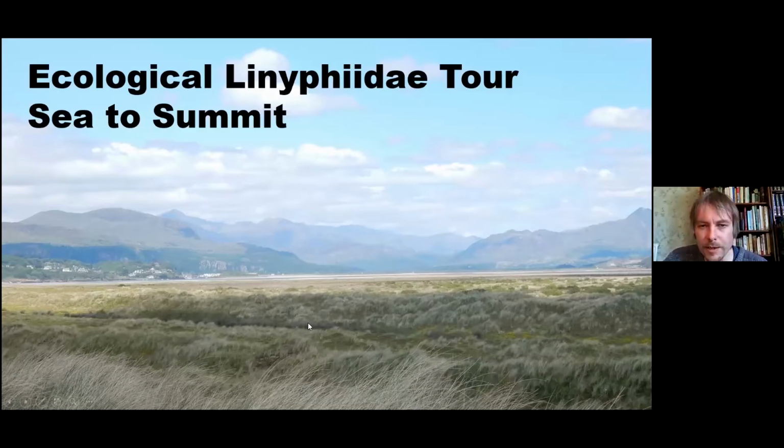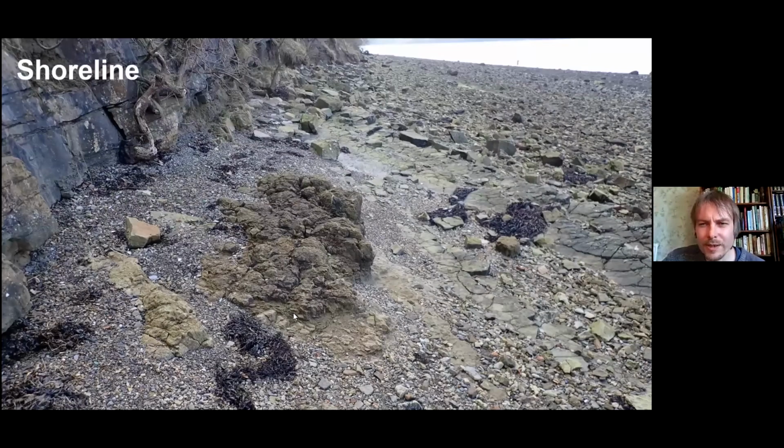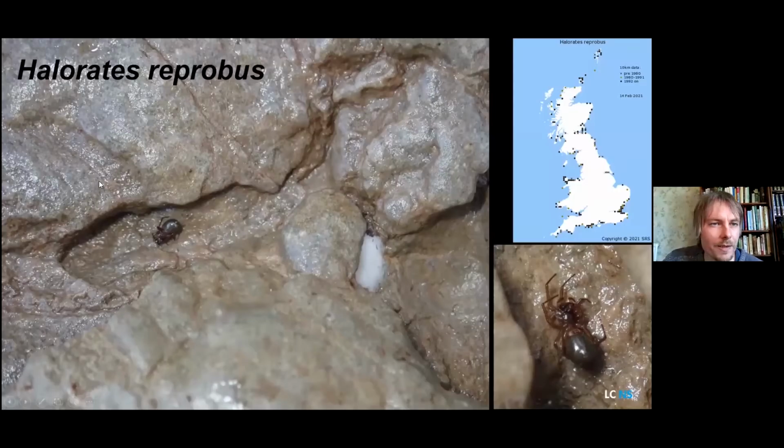We're down on the coast here. Right. So you wouldn't naturally think that the shoreline is a good place to look for spiders. You've got seaweed washed up here, rocks. Obviously, the sea comes way up to the base of this cliff. Not where you'd naturally think you'd find spiders, but there is a species that lives here. And clues in the name, Halorates reprobus.